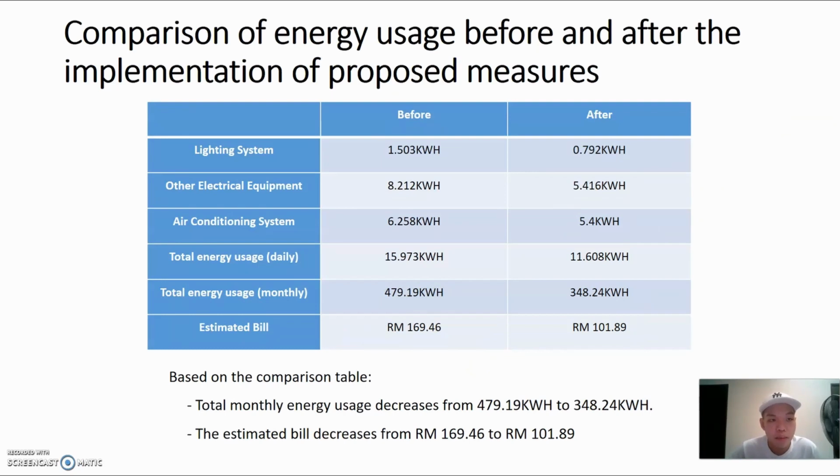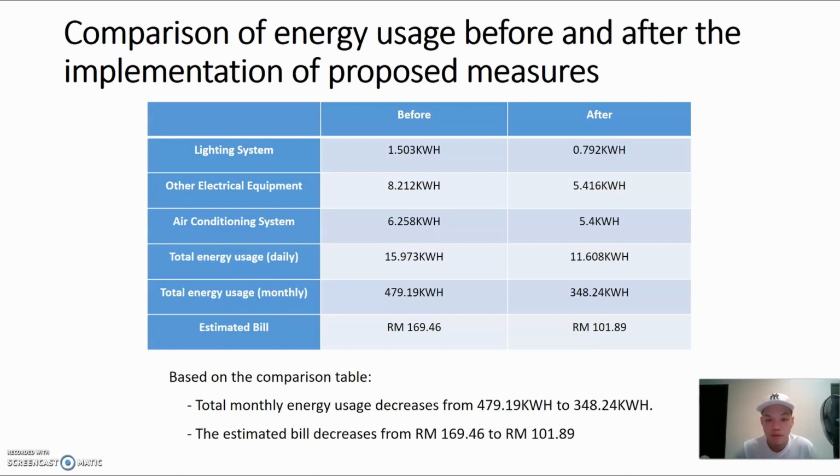And this is the table of the comparison of energy usage before and after the implementation of proposed measures. We can see the before and after in lighting system, other electrical equipment, air conditioner system, and the total energy usage daily and monthly, and lastly the estimated bill in this table.